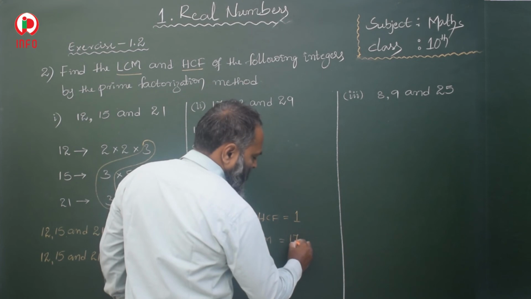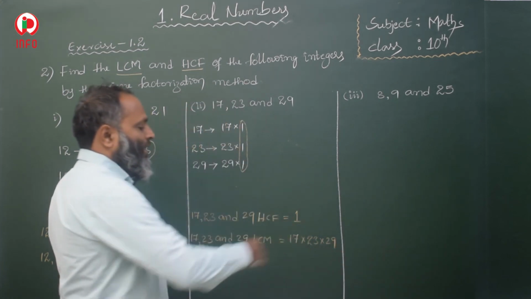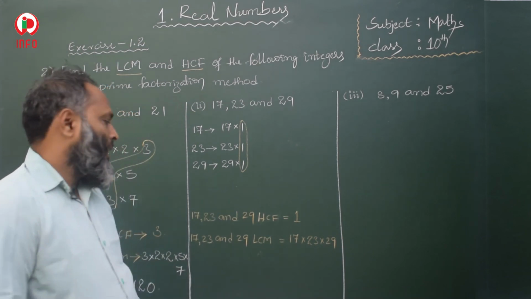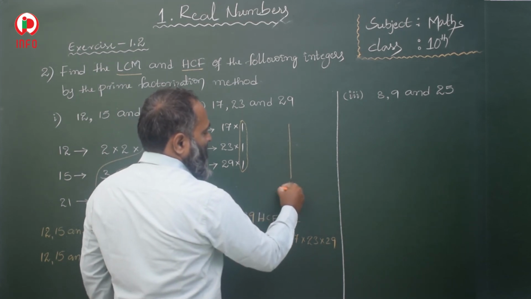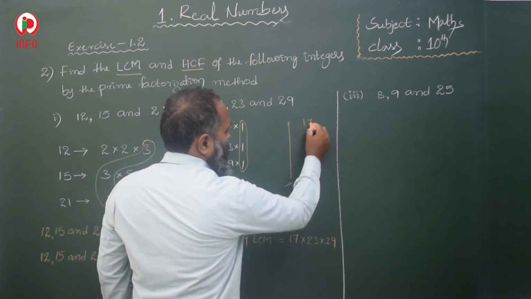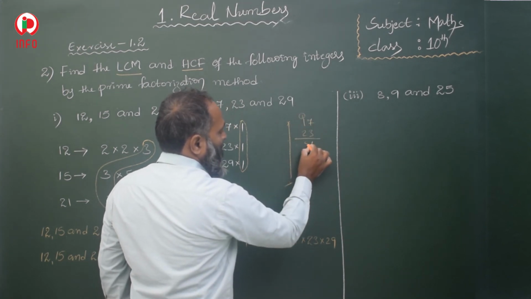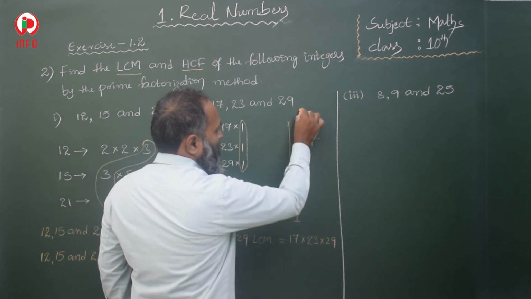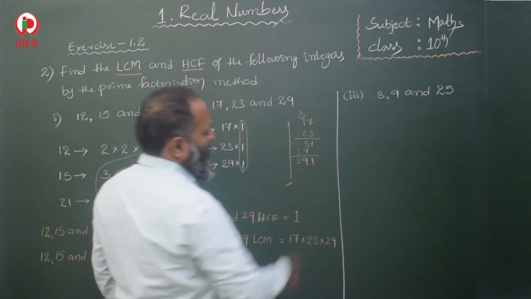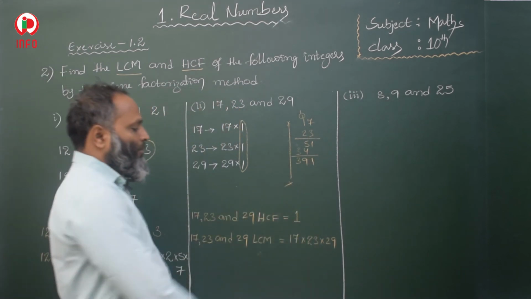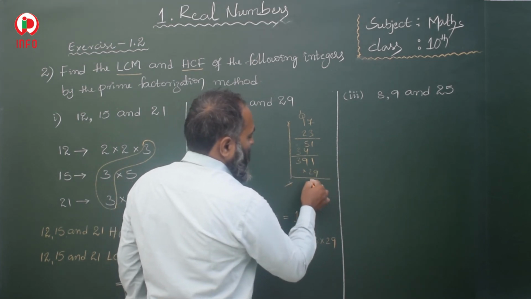17 into 23 into 29. The product of all the 3 we should find. That is our LCM. First multiply in a rough column 17 into 23: 3 sevens are 21, 2 threes are 6, 7... that gives 391. Again we should multiply with 29: 9 ones are 9, 9 nines are 81.